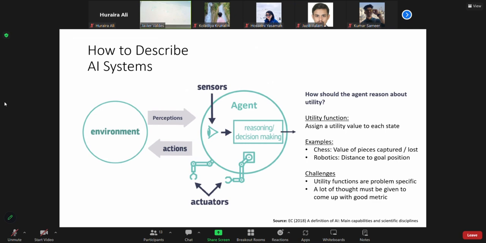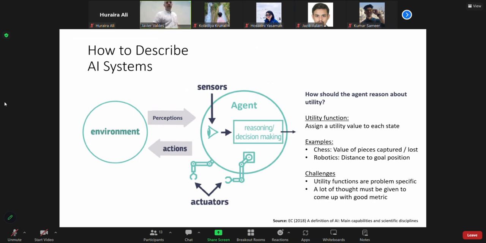Let's talk about utility. Utility is a function that is going to assign some kind of value to specific states. You have examples such as the value of pieces captured or lost in chess. You might also have in robotics the distance to a goal. If we are thinking now, for example, of a robot that is taking some stuff from one production line to the other.